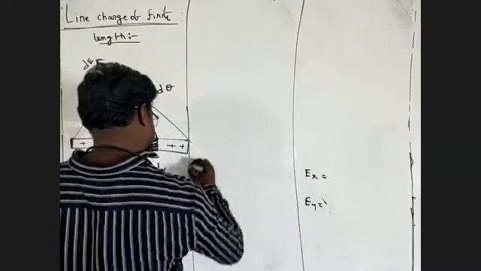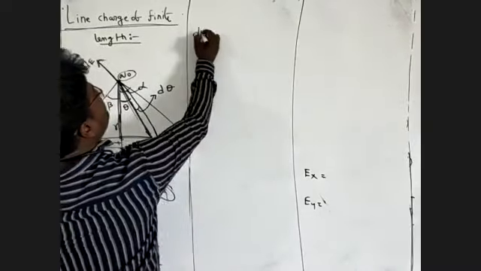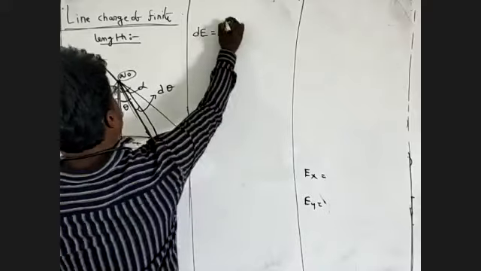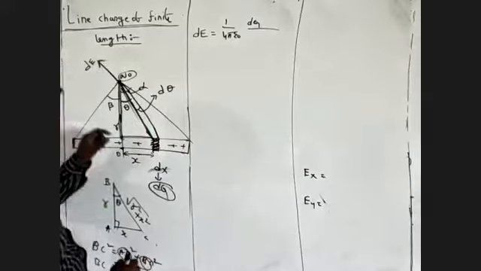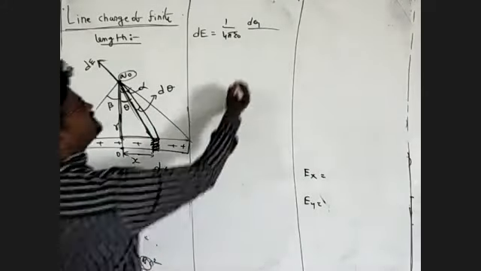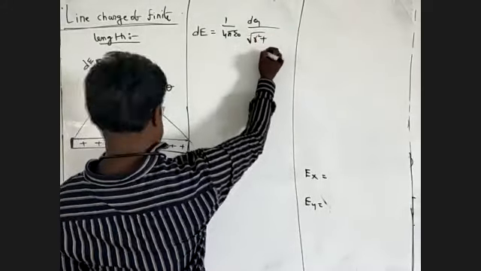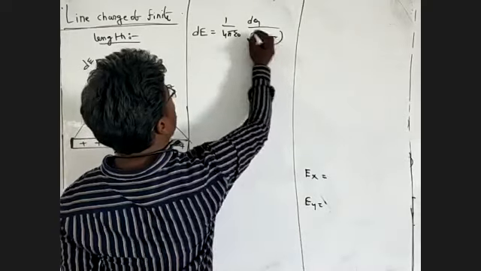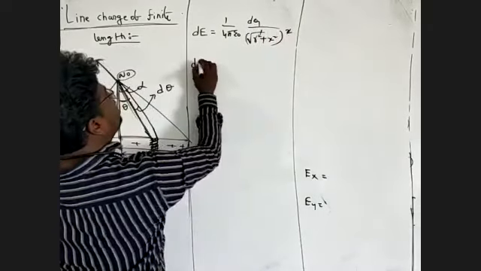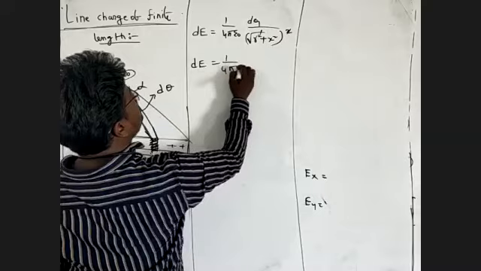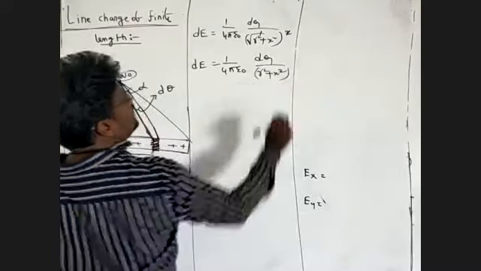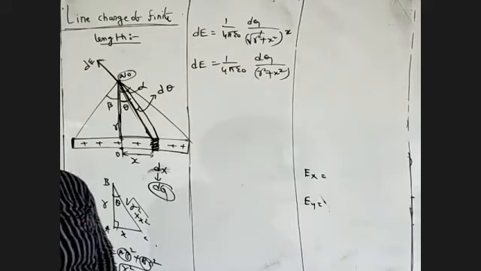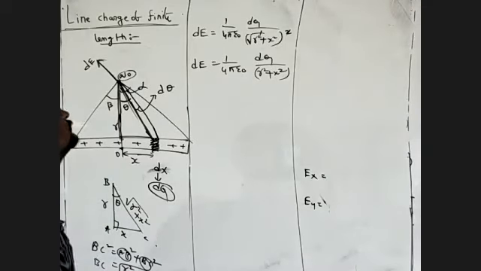Now come to the point. What is dE? dE is equal to 1 by 4 pi epsilon naught dq by the distance squared. The distance is the root of r square plus x square, and its whole square, so square and root cancel. dE is equal to 1 by 4 pi epsilon naught dq by r square plus x square.